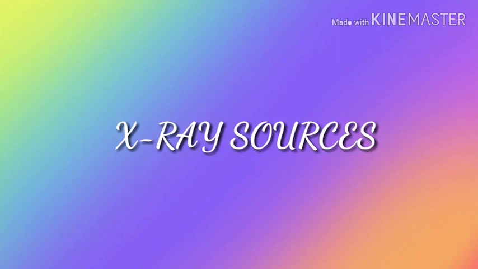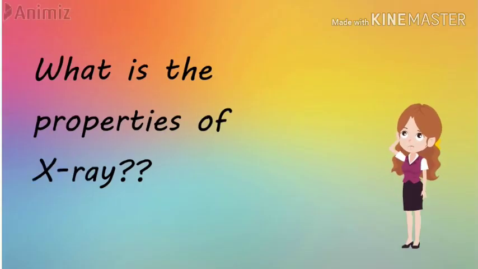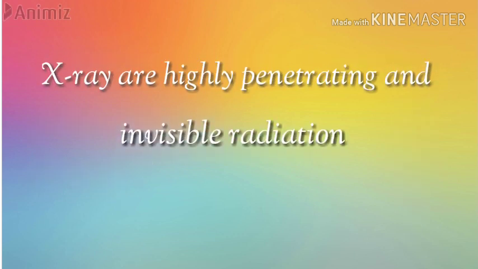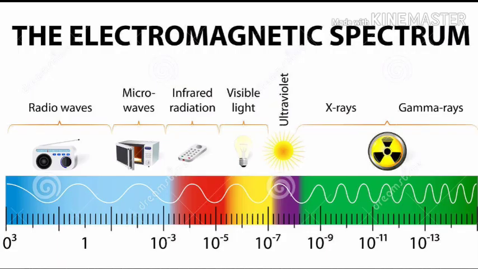X-ray sources. What are the properties of X-rays? X-rays are highly penetrating and invisible radiation. The wavelength range for X-rays is from about 10 to the power of negative 8 to 10 to the power of negative 11 meter.